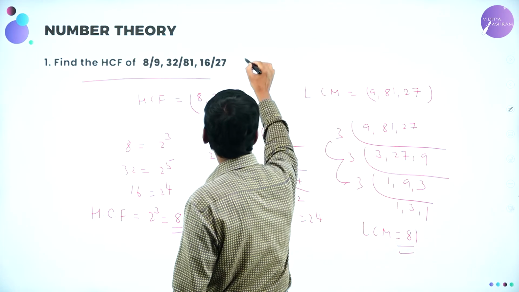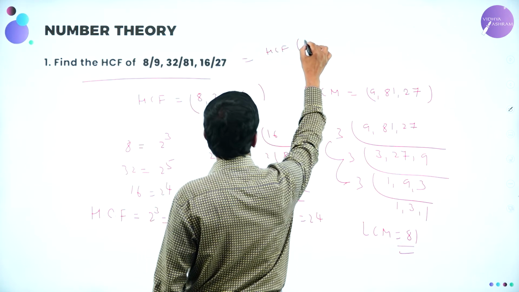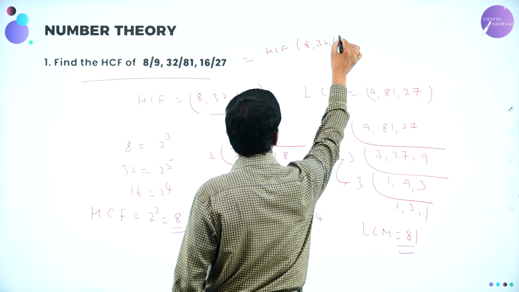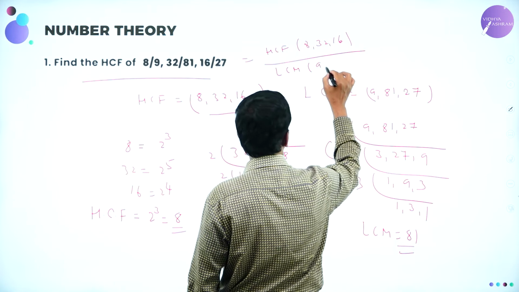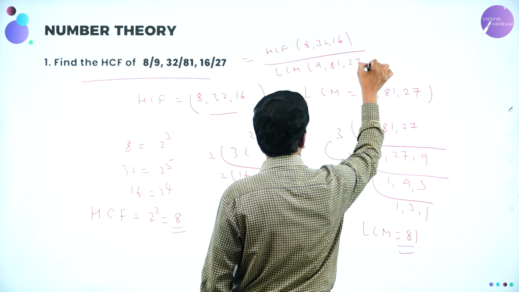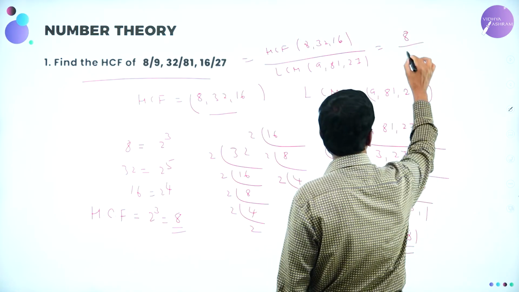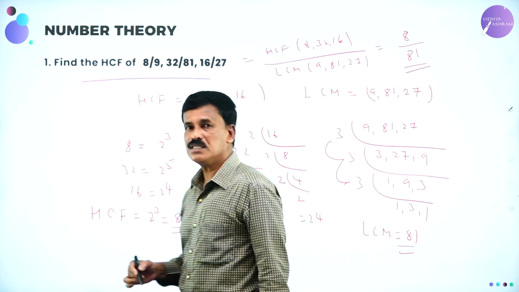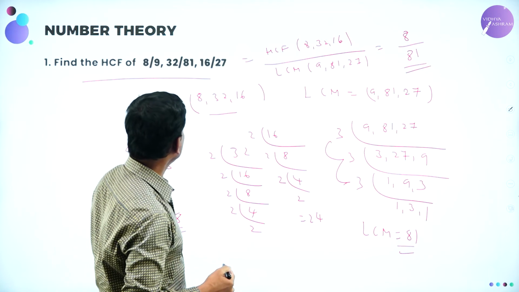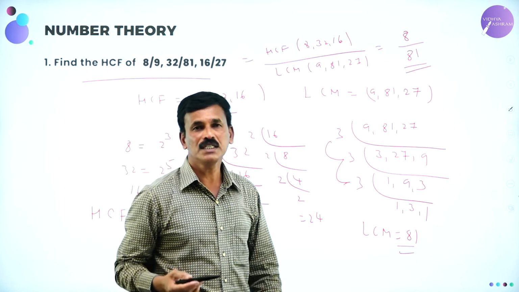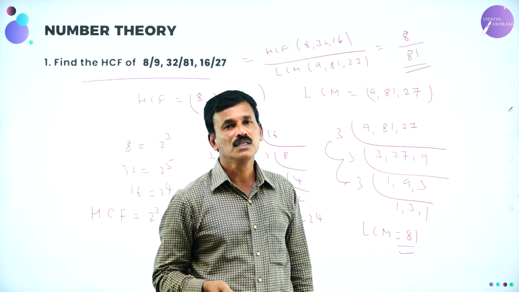So therefore the highest common factor is the HCF of the numerator, HCF of 8, 32, 16, divided by the LCM of the denominator 9, 81, 27. That is equal to 8 divided by 81. 8 by 81 is the simplified answer. So the highest common factor for 8 by 9, 32 by 81, 16 by 27 is 8 by 81, the required answer. Hope you followed how to find the LCM and HCF of fractional values.